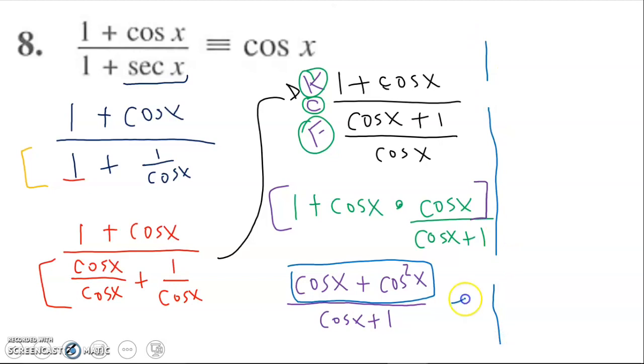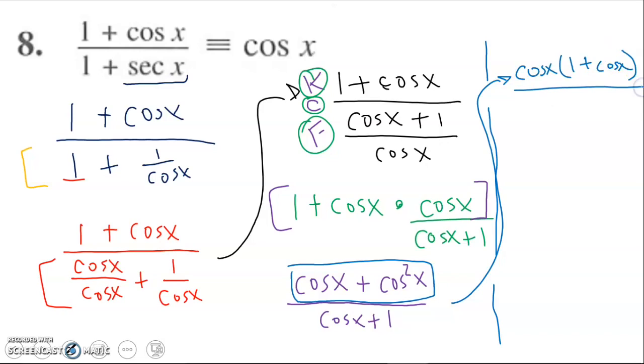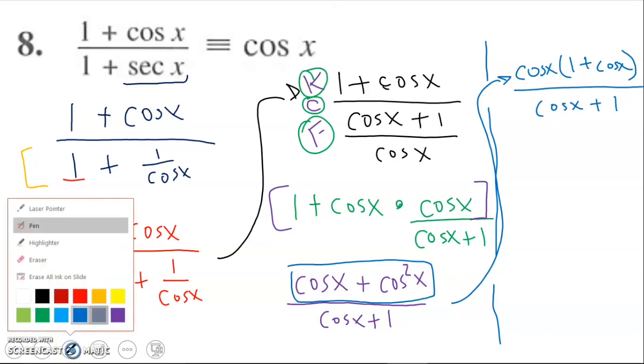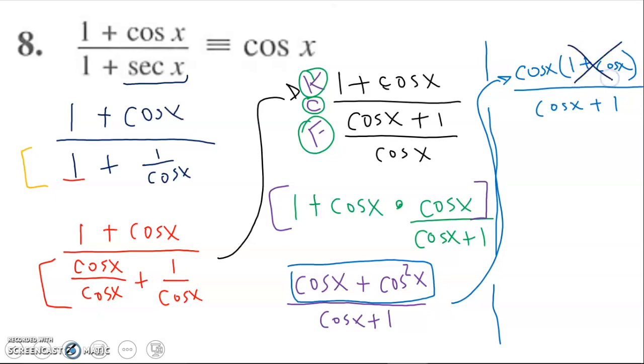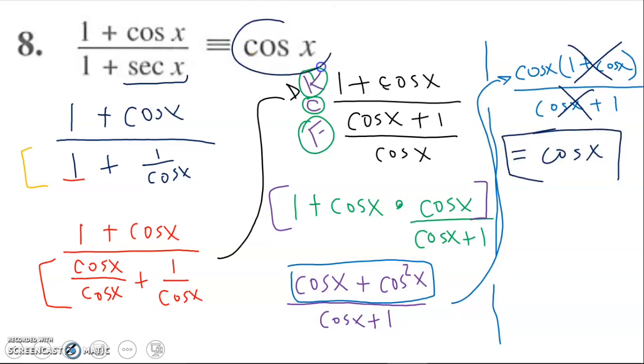Okay, so I'm going to bring this up here now. I can factor out cos x, because what will end up happening is I'll have 1 plus cos x, and on the bottom I have cos x plus 1. Now you can already tell I can go ahead and start canceling this and this out since they're the same thing. And what I end up with is just cos x, which is exactly what I have on my right side.